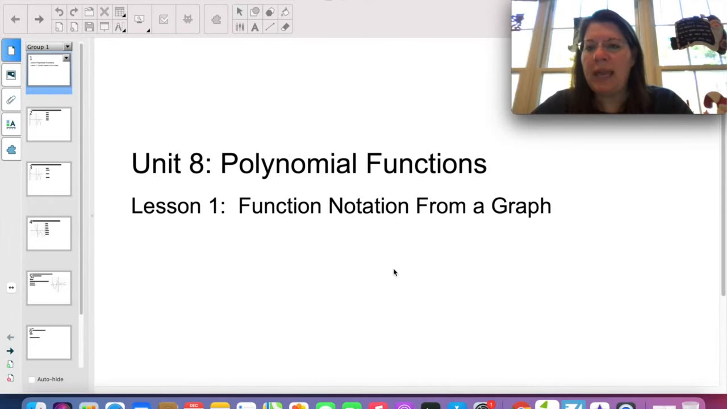This is Unit 8, Polynomial Functions, and today we're going to learn Lesson 1, Function Notation from a Graph. A lot of this unit is going to be review. We're going to talk about composite functions, how to plug into functions, how to find all of the roots of functions. To do that, we'll use synthetic division. We're going to talk about operations on functions, inverse functions. So we're going to be intermingling some of the old information with the new information so that we can go further.